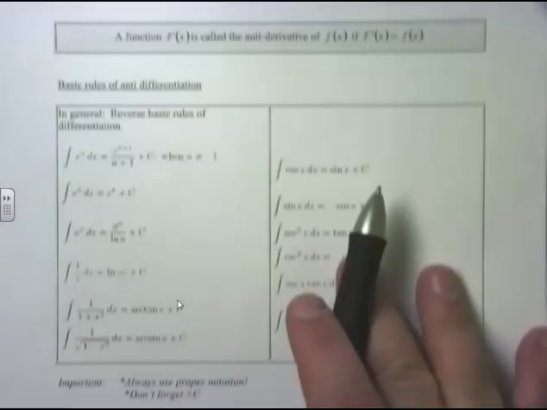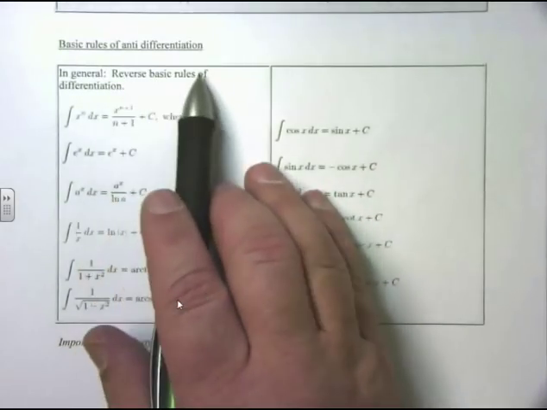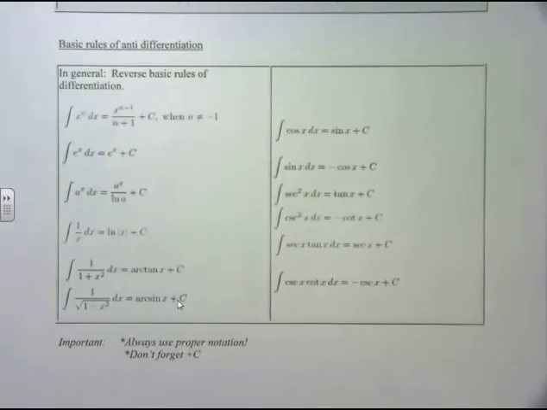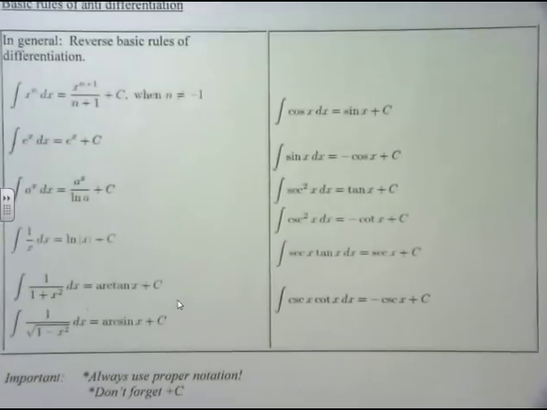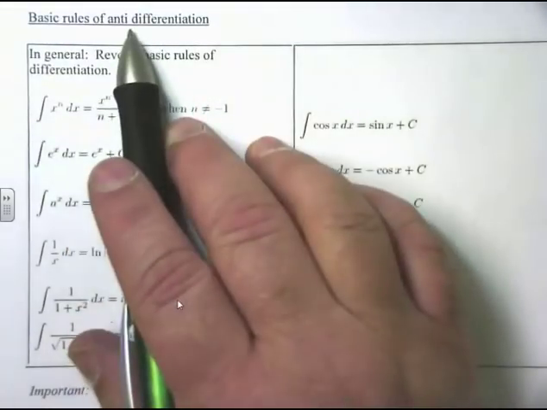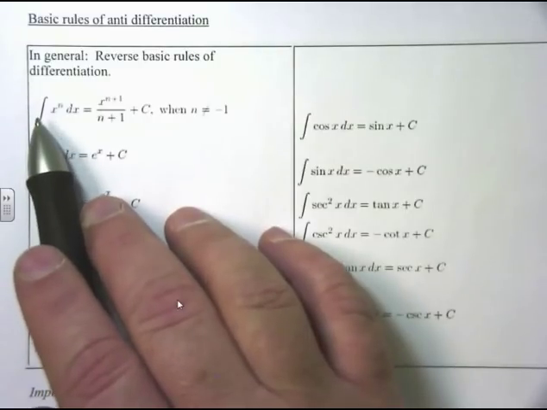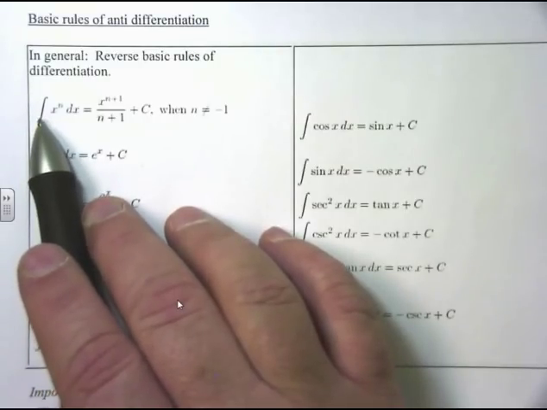So again, the whole idea in general is the reverse of the basic rules of differentiation. As there were rules for all the derivatives you have memorized, there are rules for all the antiderivatives, and another word for antiderivative is the word integral. The integral of this thing. So when you hear the word integral or antiderivative, it means the same thing.